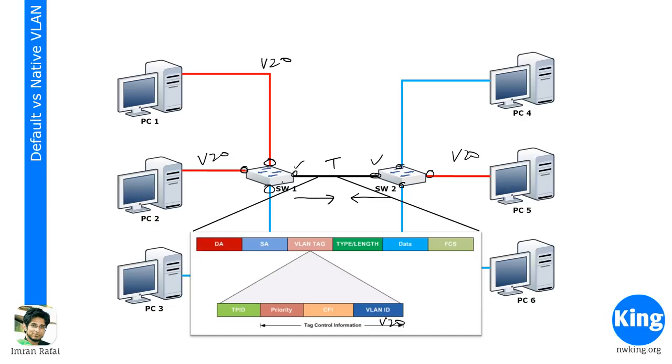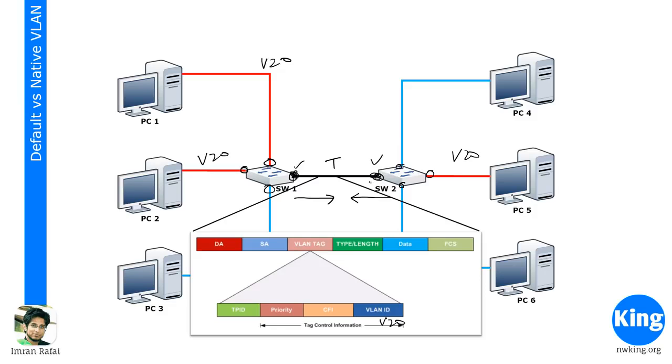If you change the native VLAN for switch 1 on this port, you have to change the native VLAN on switch 2 on that same connected port, because otherwise you will get a native VLAN mismatch, and then you could have a lot of problems. That means if, let's say, the native VLAN is VLAN 20 on switch 1, and on switch 2 it is the default native VLAN, the default native VLAN is VLAN 1, right? VLAN 1 is the default native VLAN.